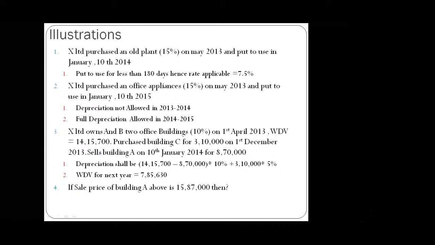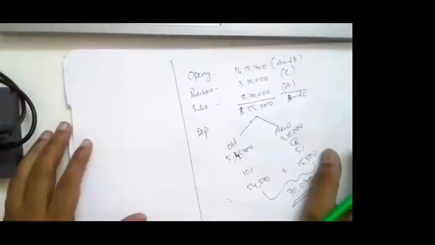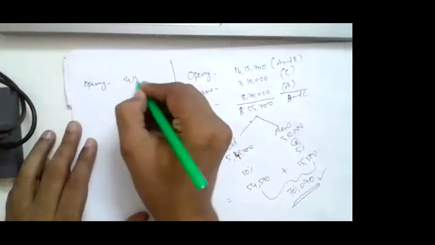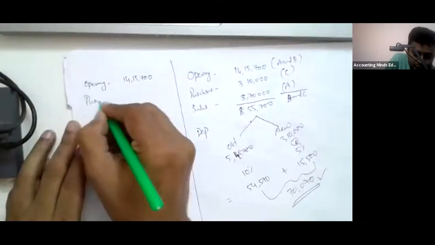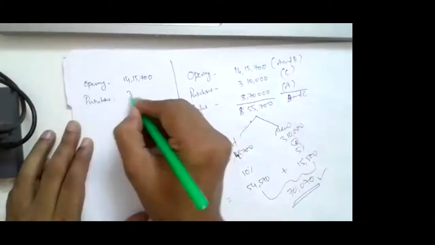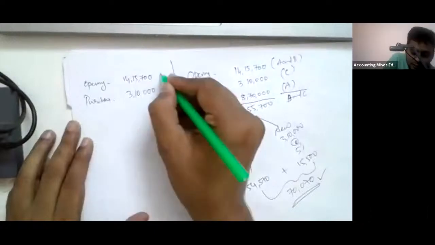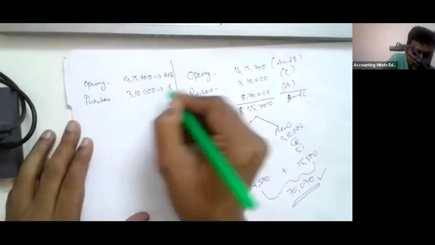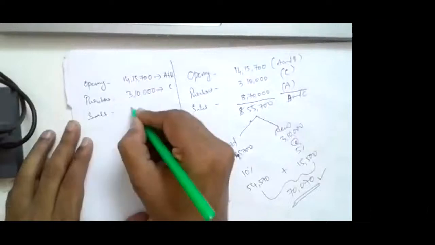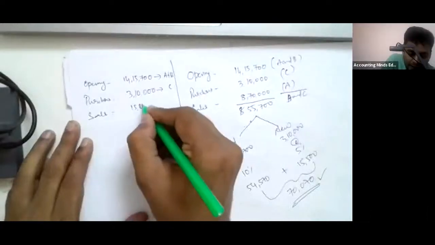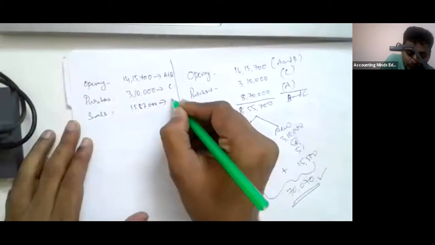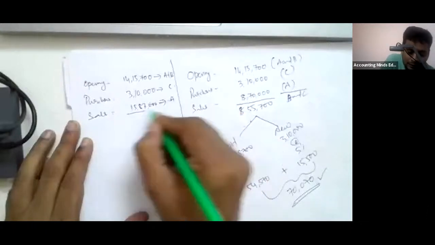So for sure there is a gain, right? Opening 14,15,700. Purchases 3,10,000. This consists of A plus B. This consists of C. Sales, how much? 15,87,000. This consists of A. Correct? Yes or not?